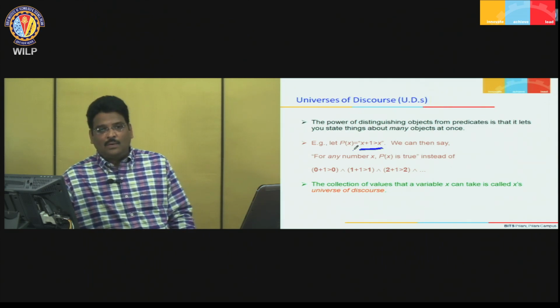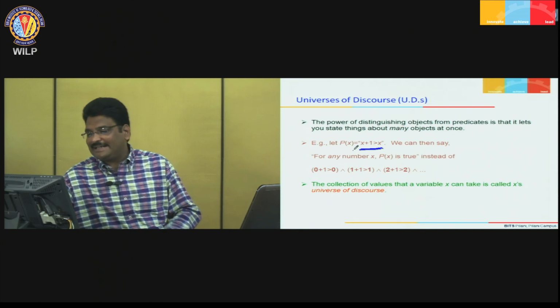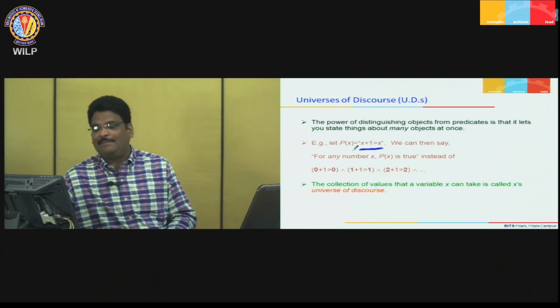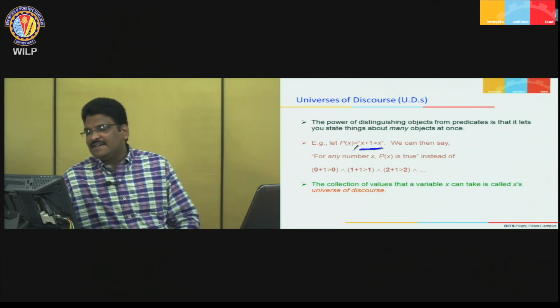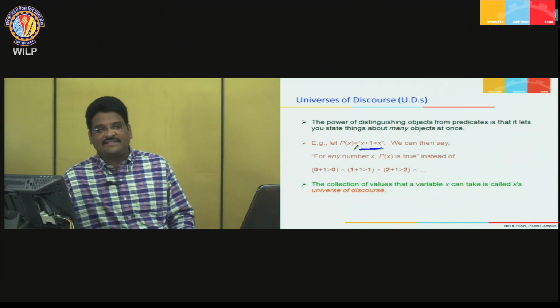Say the universe of discourse is the set of natural numbers, and the predicate that I am talking about is P(x) = x + 1 > x. This is the predicate that I am talking about. Then in one single sentence I can say that for any number x, P(x) is true. I can say it in one sentence.